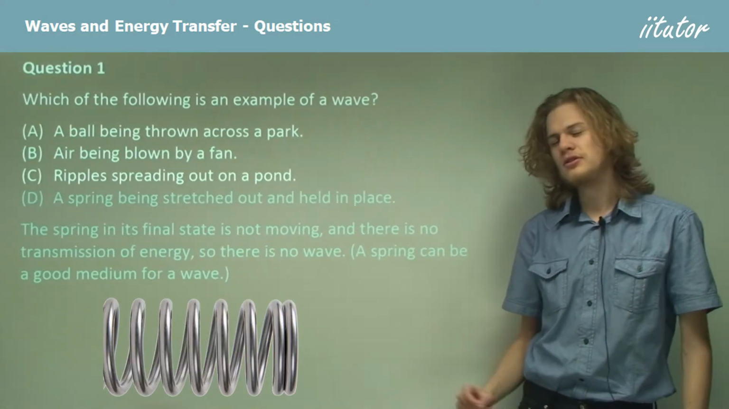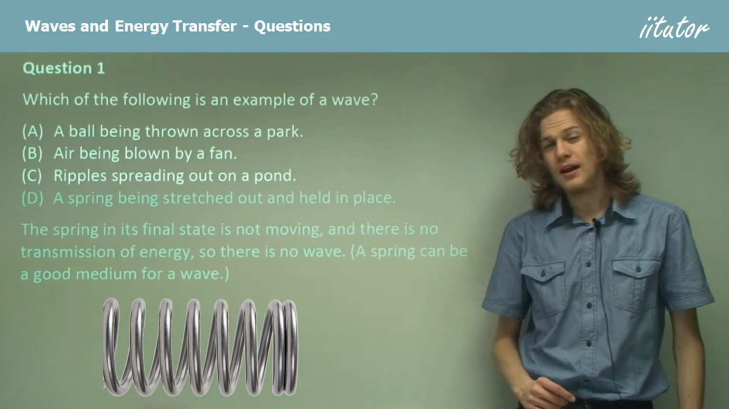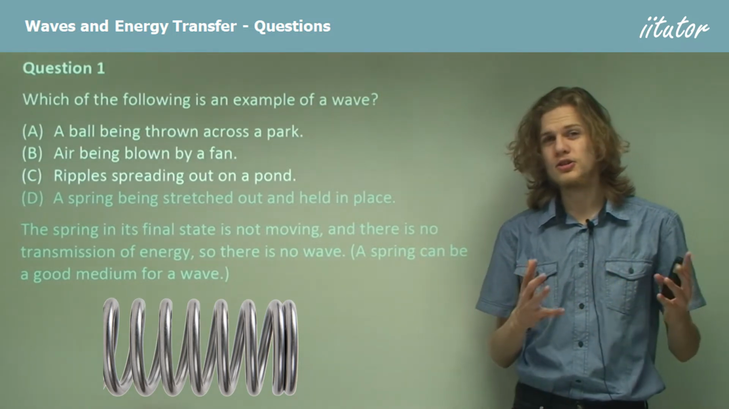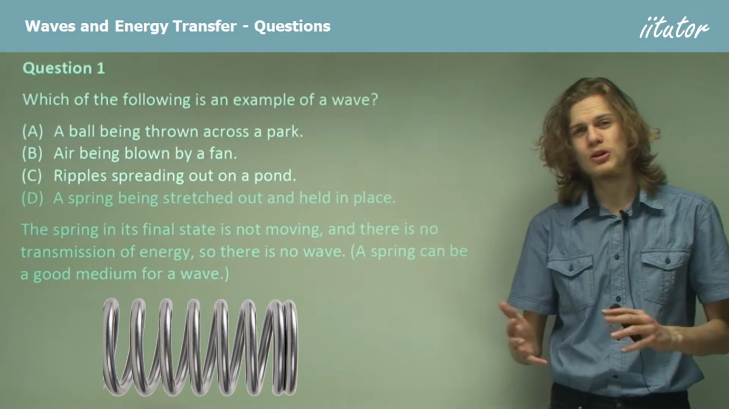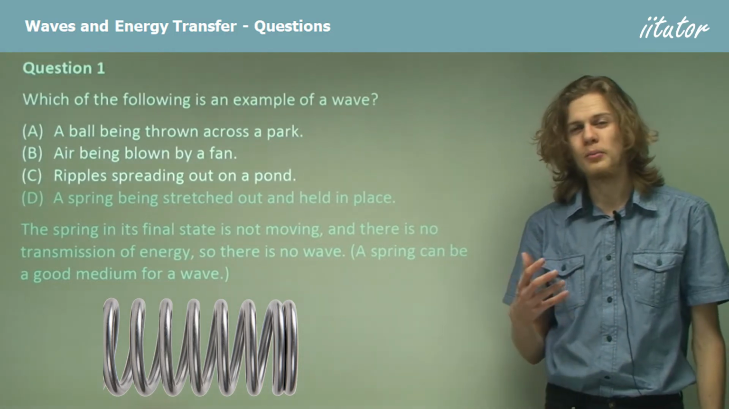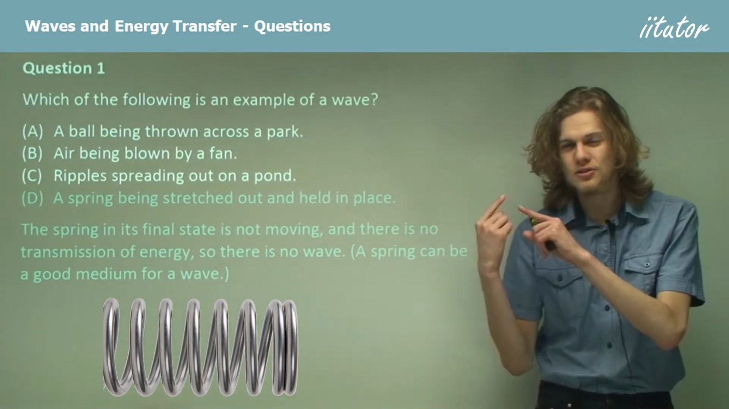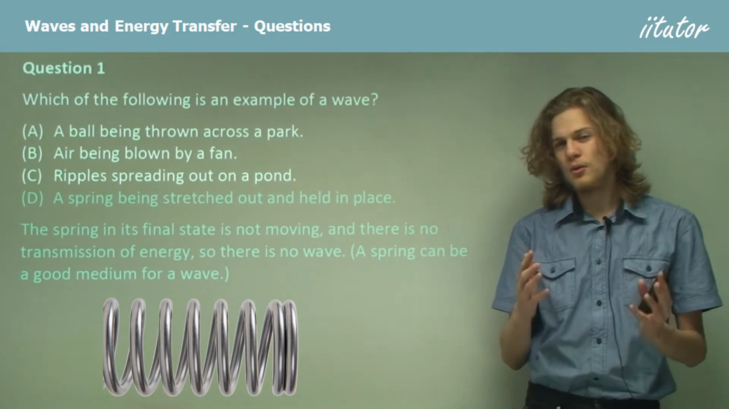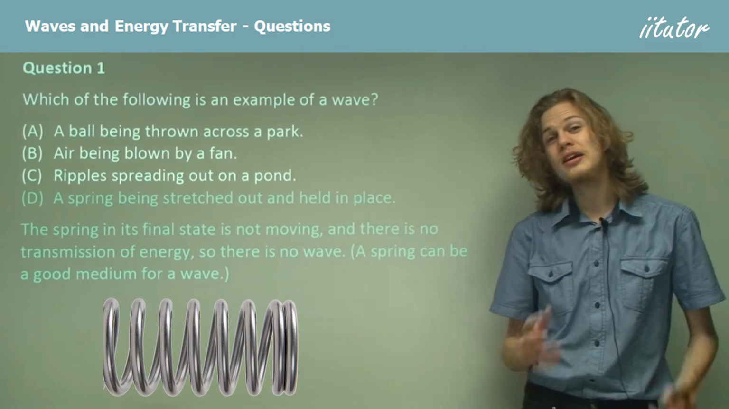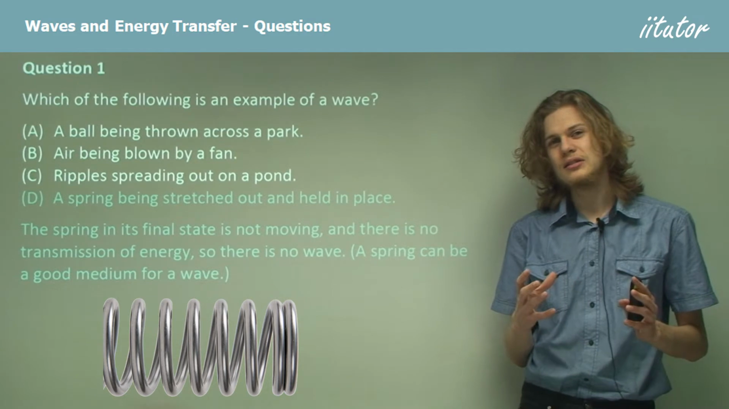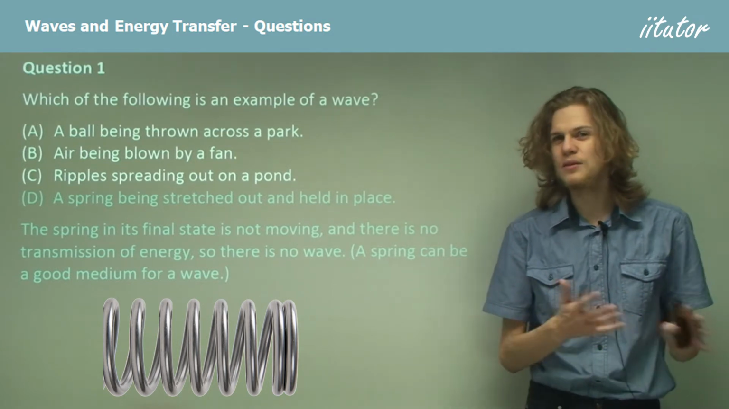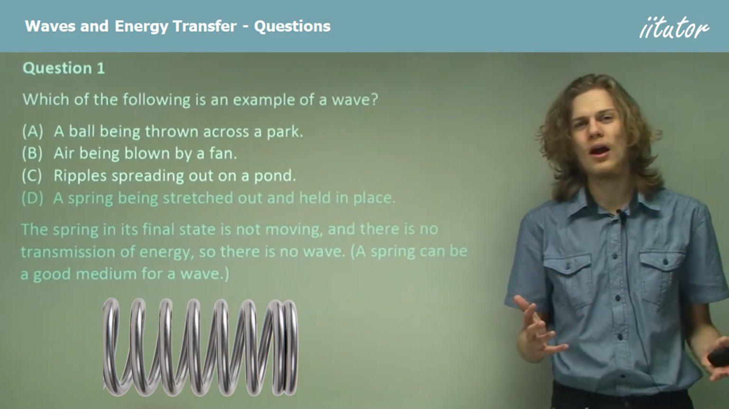D reads a spring being stretched out and held in place. It turns out that a spring, or even a stretched spring, is a good medium through which waves can travel. In particular, there'll be one-dimensional waves traveling in the same direction as the spring. But at the moment, it's only stretched out and being held in place. So that means that energy isn't actually moving through the spring, and it's not a wave.